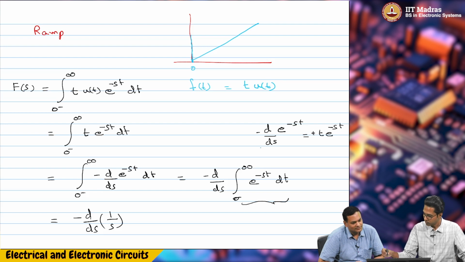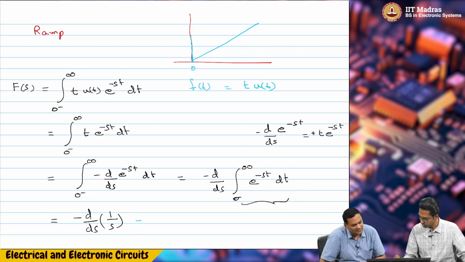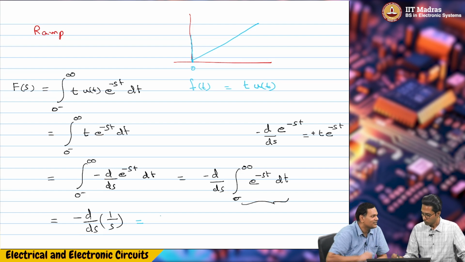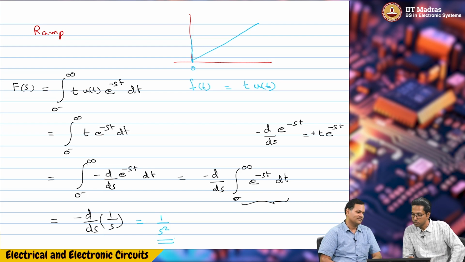Because this part we know already. So I just have to differentiate once. 1 by s differentiated will be minus 1 by s square, and then you already have another negative sign there, so it will just be 1 by s square. Nice. This is very easy.